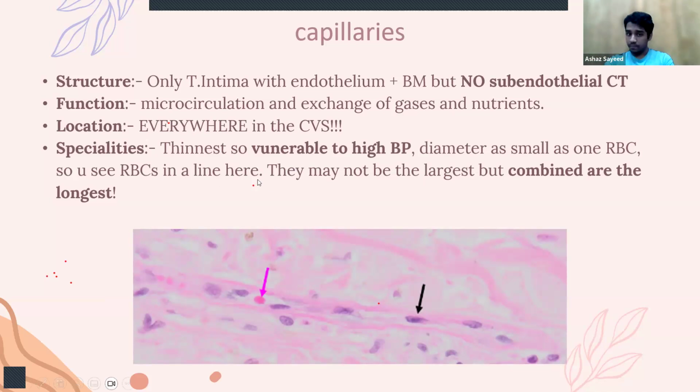Specialties: it's thinnest, so it's vulnerable to high blood pressure. So if someone has high blood pressure, capillaries can explode and the person can have bleeding. They're not the largest in diameter, but combined, capillaries are the longest. If you take every single capillary in our body and put them back to back, that's going to be longer than any aorta or any blood vessel we have.